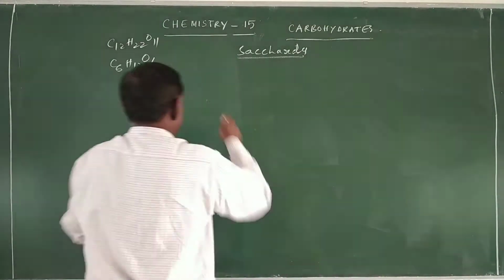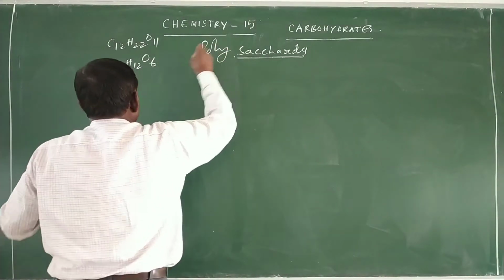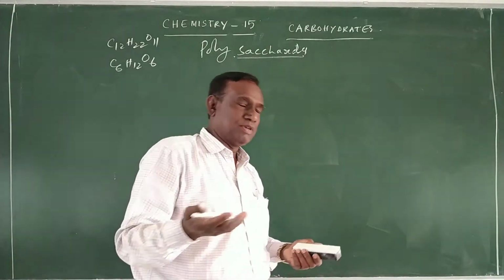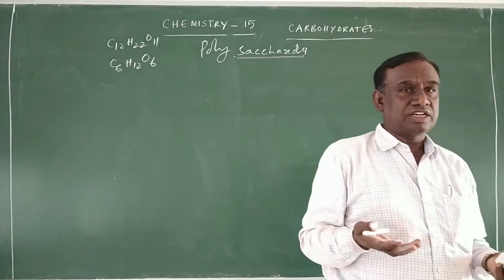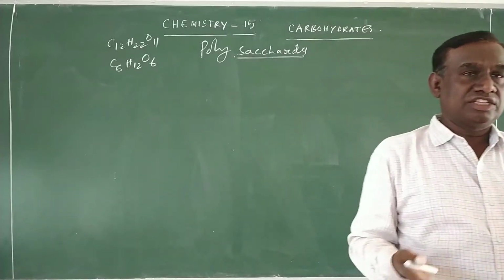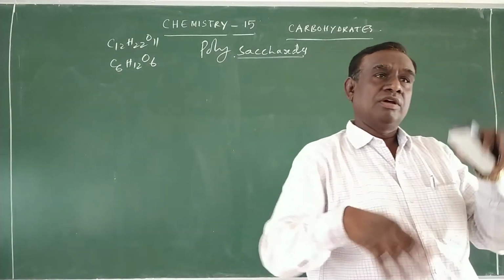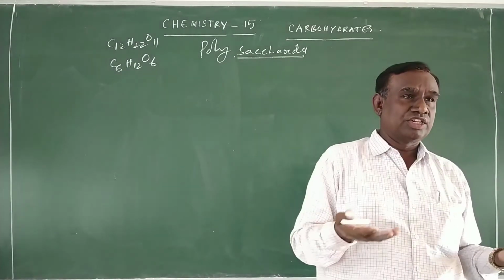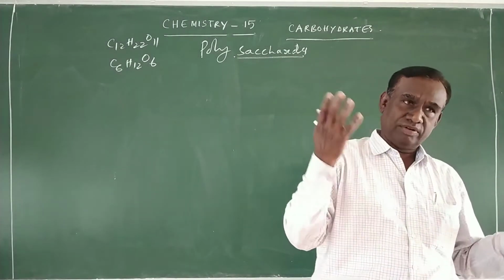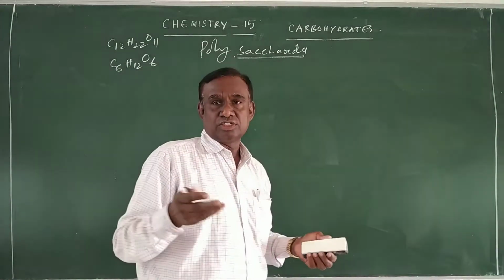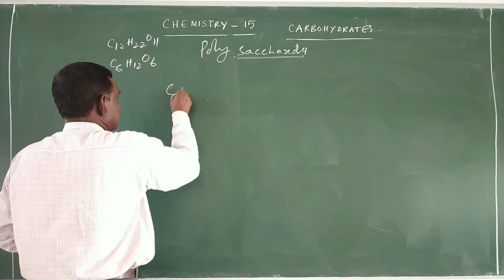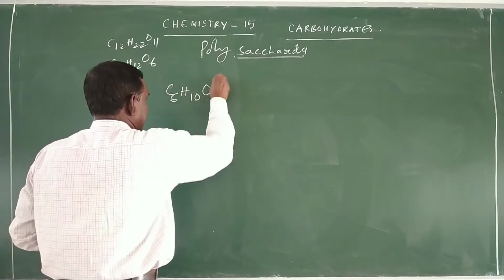Polysaccharides. So poly means many. These polysaccharides are nothing but the carbohydrates whose hydrolysis gives how many monosaccharide units? A large number of monosaccharide units. It may be 100, 1000, 200, like that. So for polysaccharides, what is the formula? That is (C6H10O5) n times.